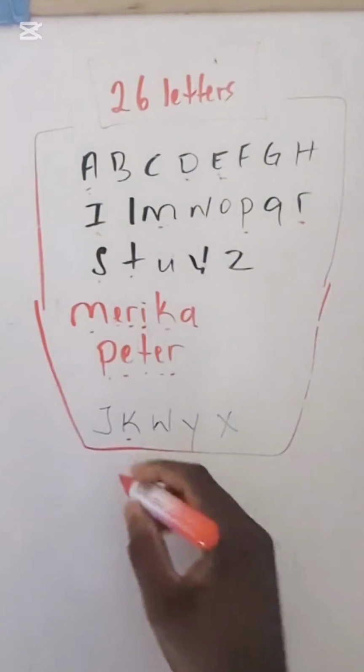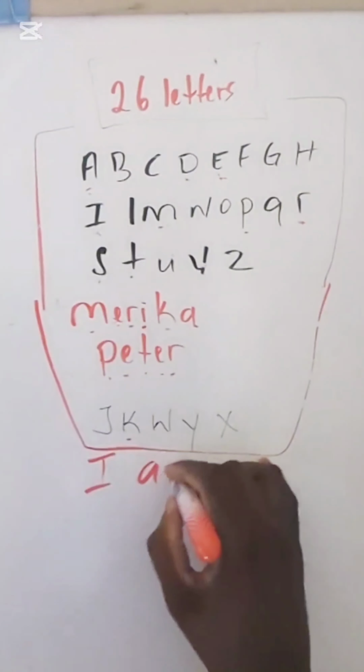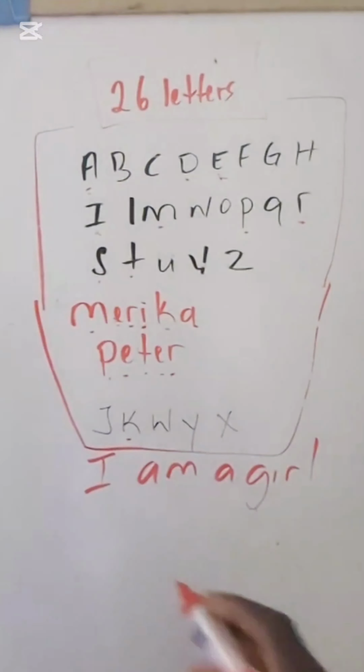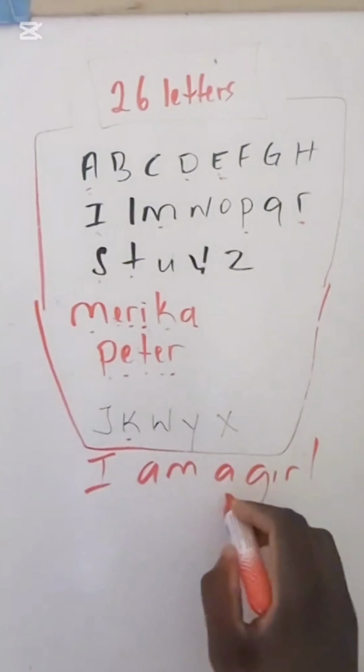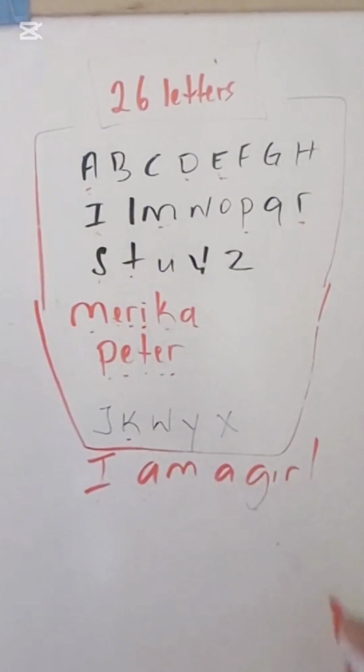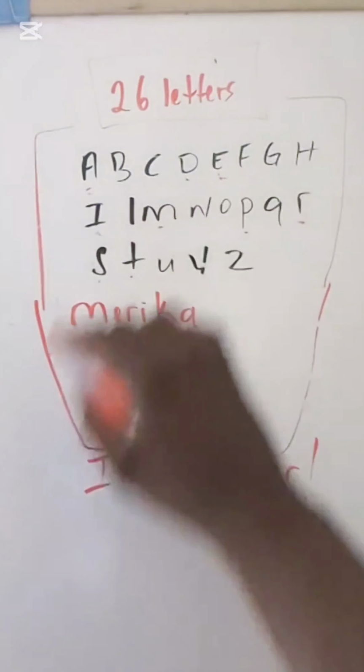We'll go as far as to write a sentence. I am a girl. All of these letters that you're seeing right here, I-A-M-A-G-I-R-L, they will come from the alphabet.